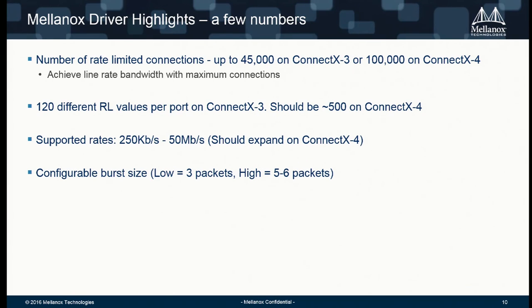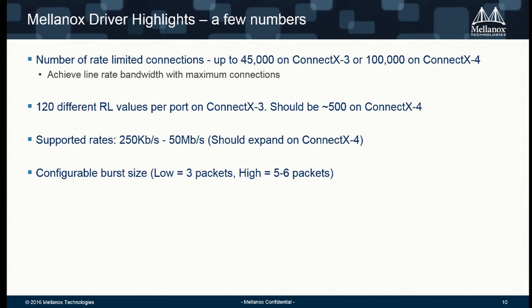On ConnectX-3, the rate limit values go from 250 kilobits per second up to 50 megabits. It will expand on ConnectX-4, and the granularity will be, I think, about 250 kilobits for every rate. So you can say 250, 500, 750, 1 megabit, etc.